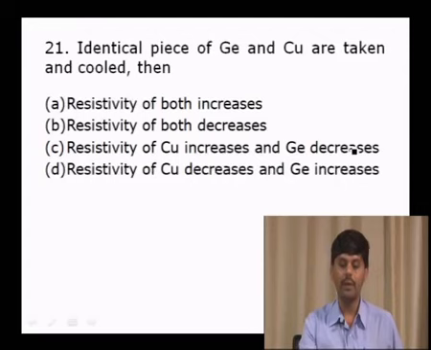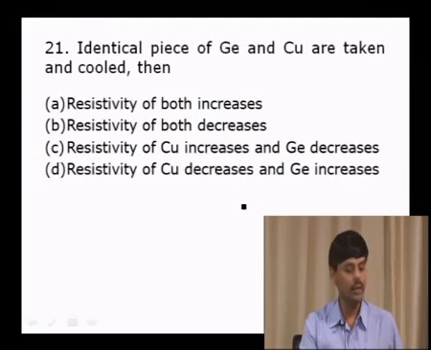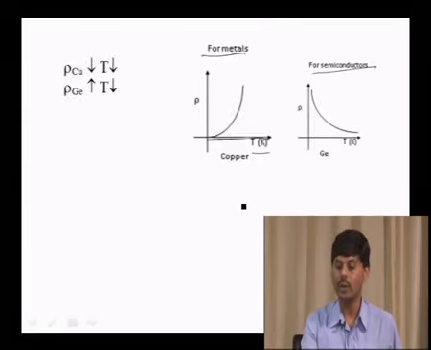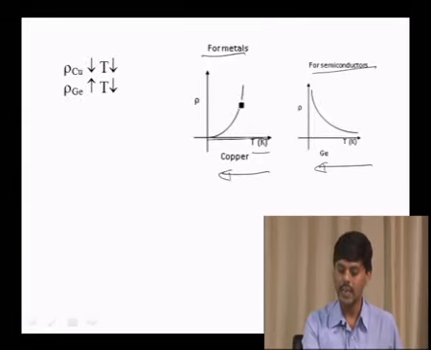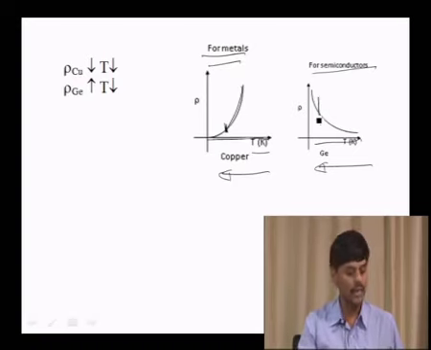But in the problem given, two identical pieces are taken and cooled, which means they are going to reduce the temperature. If you reduce the temperature like this, in this case, resistivity decreases. In this case, resistivity increases. For metal it decreases, for semiconductor it increases. Therefore, the correct option is D. Resistivity of copper decreases and for germanium it increases.